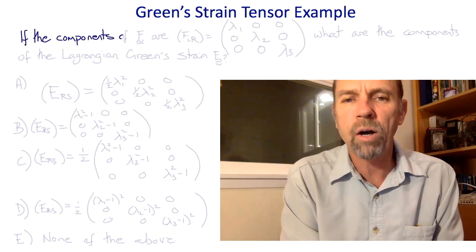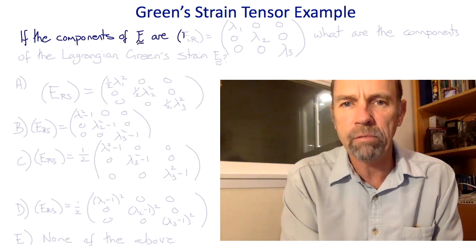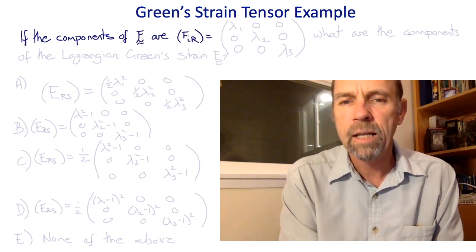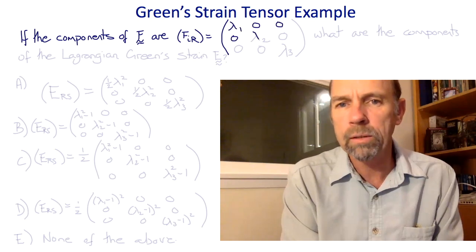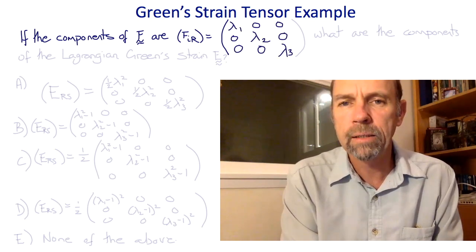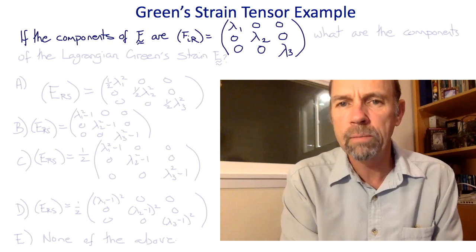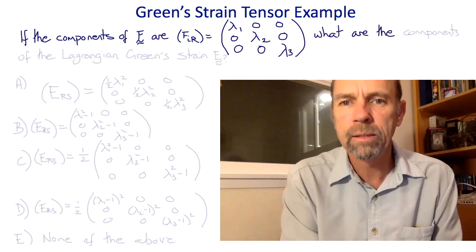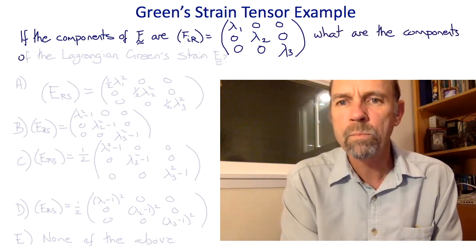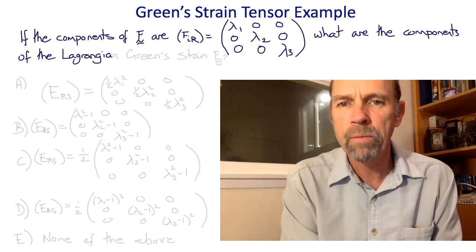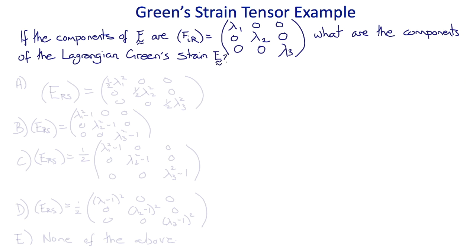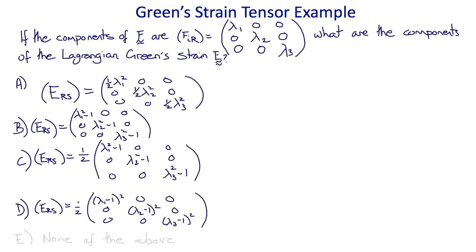If the components of the deformation gradient tensor F are F_iR equals lambda 1, 0, 0, 0, lambda 2, 0, 0, 0, lambda 3, what are the components of the Lagrangian strain tensor E? So here are your choices. Try working that out with pencil and paper.